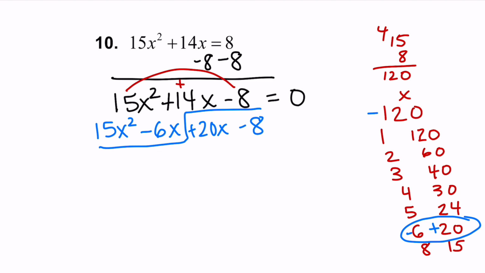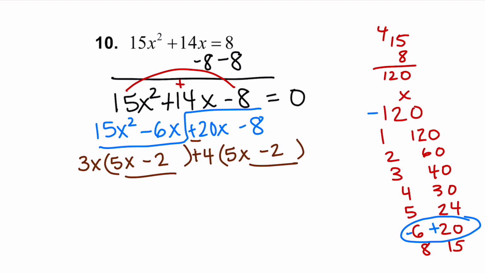Now 15 and 6, the biggest number that goes into both of those is a 3. I can pull a 3x out. 3x times 5x is 15x squared. 3x times negative 2 is negative 6x. Whatever sign you have, bring that down. 4 is the biggest number that goes into both 8 and 20. 4 times 5x gives us 20x. And 4 times negative 2 gives us negative 8.